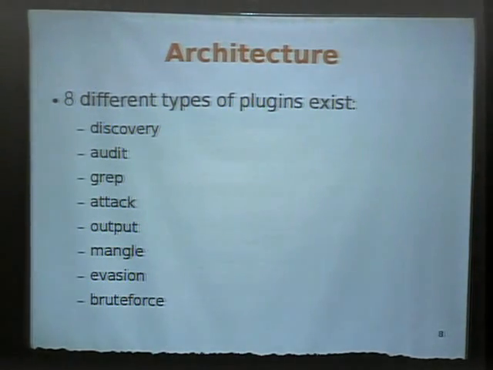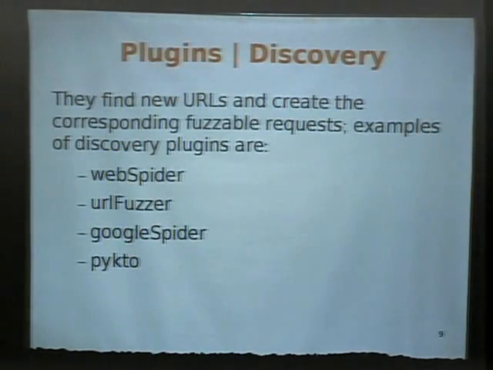These are all the different types. We have the discovery plugins that will find the URLs. They will find the forms, the web services. For example, we have a web spider, something really simple. It follows links and converts the forms and the query strings into objects that are then going to be fuzzed by the audit plugins.